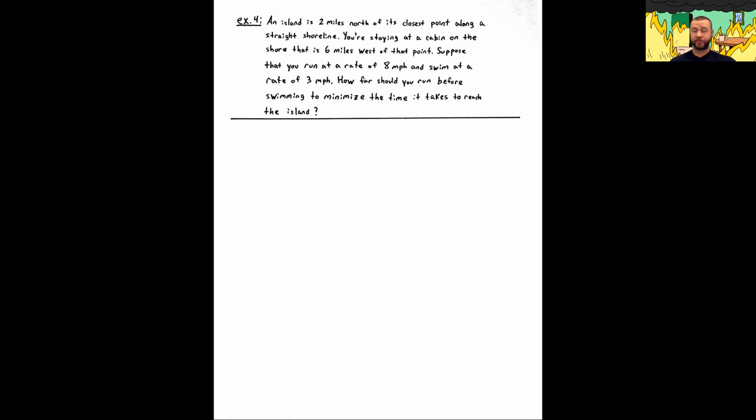All right, hopefully you have the sketch. What the problem is basically asking is you're trying to go from a point on the shoreline through a combination of running and swimming to an island 2 miles offshore. Now you can run at 8 miles per hour. You can swim at 3 miles per hour. So you want to optimize how far you're running with your rate for swimming, which is a little bit less. So you probably want to run more than you swim, since you can run faster than you can swim.